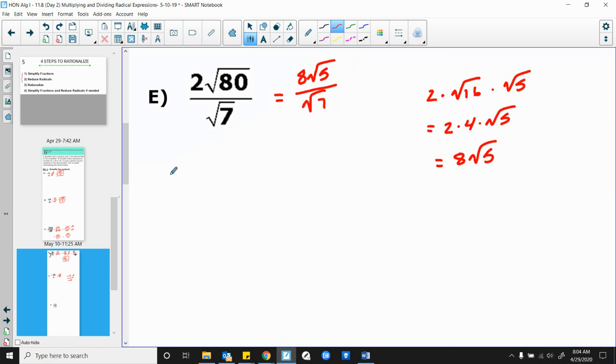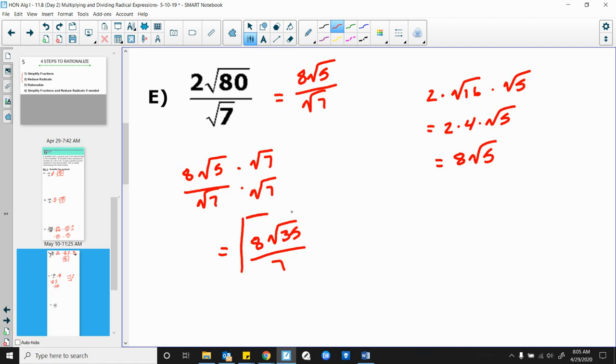From here now, I'm going to write it down here as 8 radical 5 over radical 7. I'm going to multiply by radical 7, multiply by radical 7, and I'm going to get 8 radical 35 over 7. I can look at this 35 here. There's no perfect squares that divide out of it. My answer is right here. Again, just doing this little simplifying or reducing the radical up here saves me a lot.